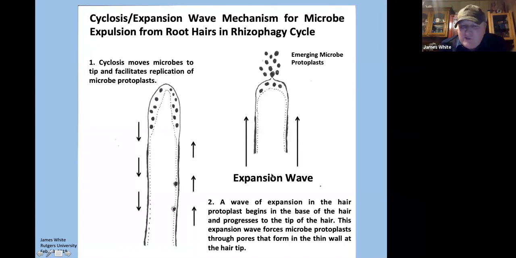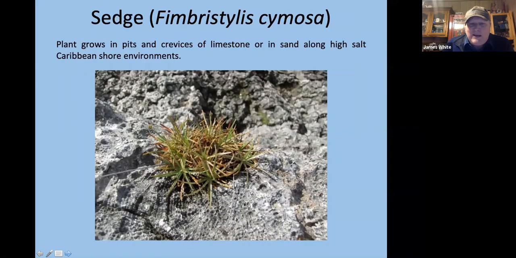And then what happens at some point is there is an expansion wave in this hair. There is almost like a pressure bubble that starts at the base and propagates to the tip. And as it does, it pushes this protoplast, this membrane gets pushed out. And as it does, it squeezes those microbes out those pores at the tip, and then they go back out into the soil. So it is actually the plant ejecting those microbes back out into the soil.